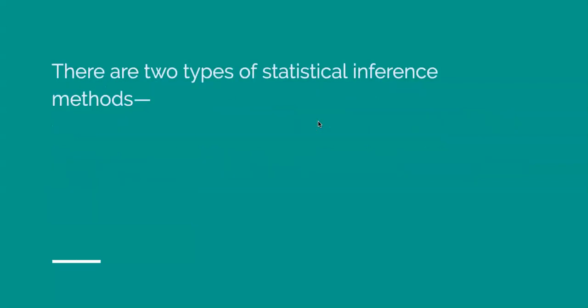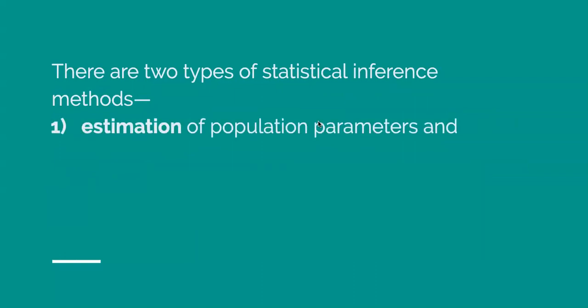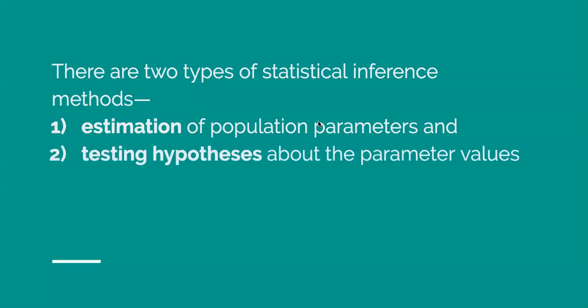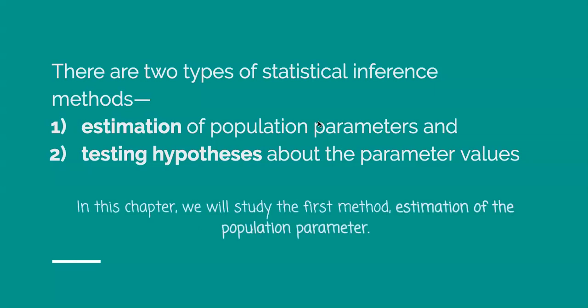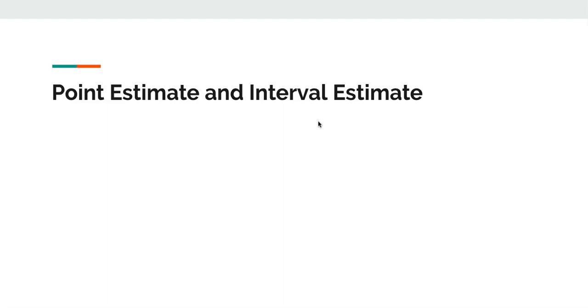All right, so there are 2 types of statistical inference methods. The first one that we're going to look at in this chapter is making an estimation of population parameters. And in chapter 10, we're going to conduct some hypothesis test. The second one is testing hypotheses about the parameter values. They're called significance tests, and we'll go over them next Friday. In this chapter, we will study the first method, estimation of the population parameter.